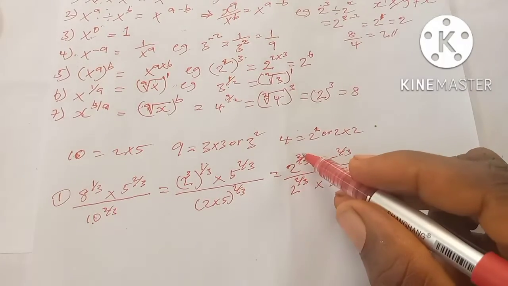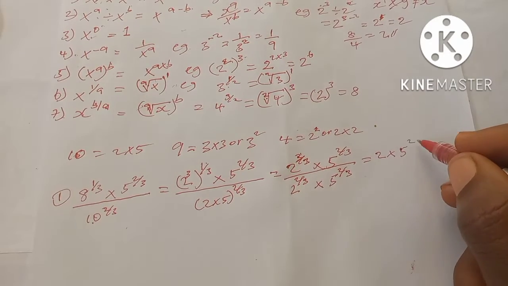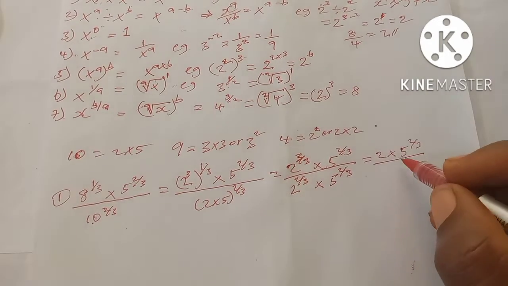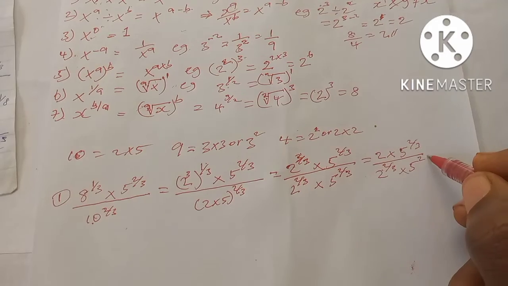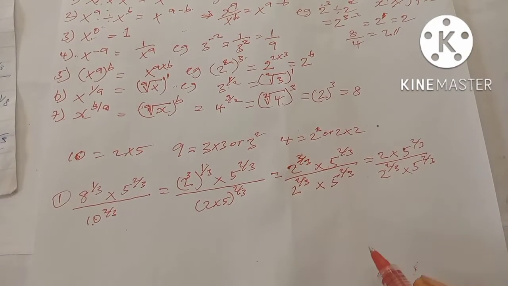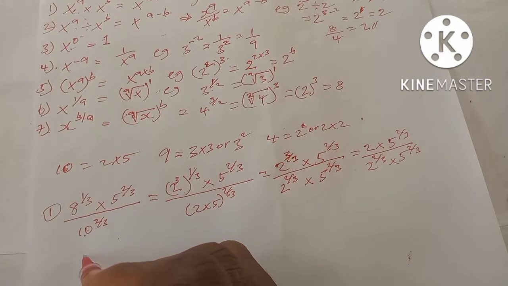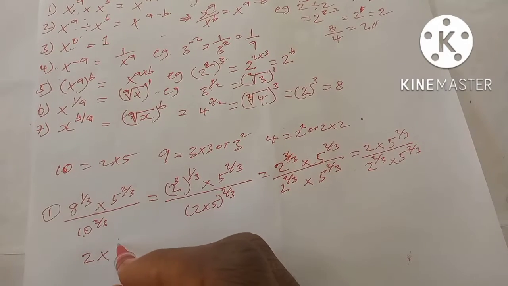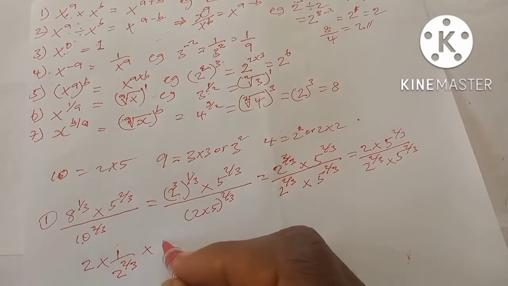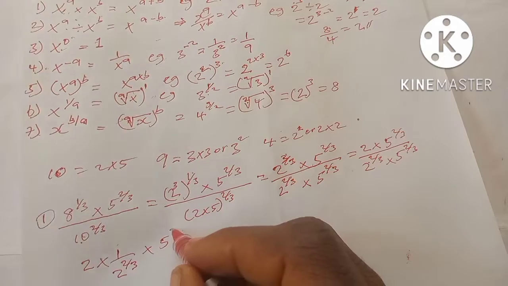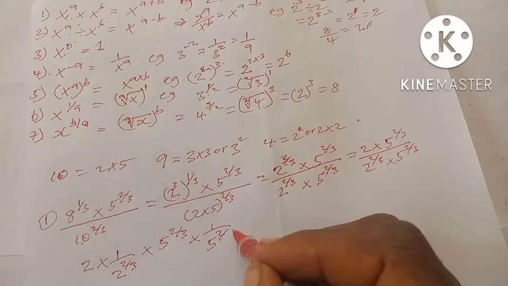And so we have 2 to the power 2 over 3 is the same thing as 2 multiplied by 5 to the power 2 over 3, over 2 to the power 2 over 3 multiplied by 5 to the power 2 over 3. So here is the way I'm going to write this so that it can be easily understood. So you have 2 times 1 over 2 to the power 2 over 3, multiplied by 5 raised to the power 2 over 3 times 1 over 5 to the power 2 over 3.